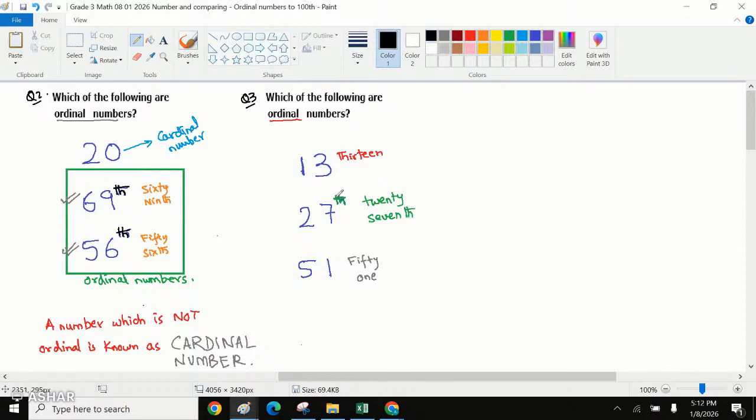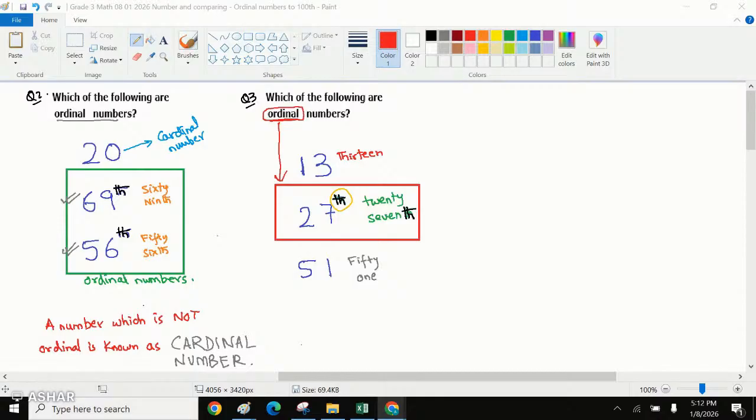We had a th on the top of the number, and the name of the number also ends with a th, right? So an ordinal number is a number which has this abbreviation next to it. So in this case, the ordinal number would be only 27th, okay? Because 27 has a th next to it, right?